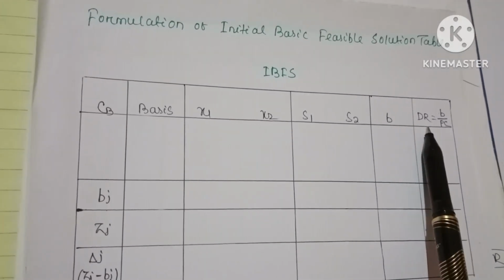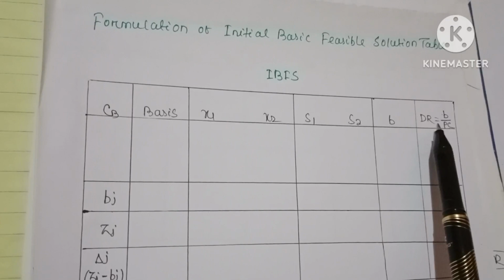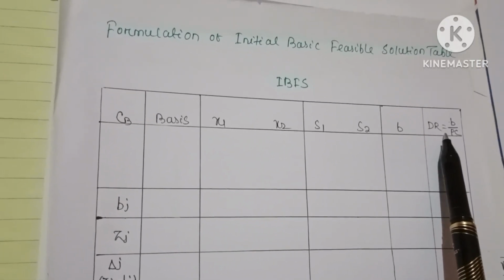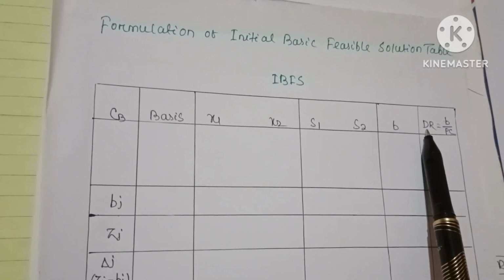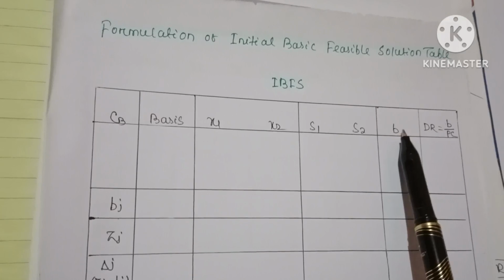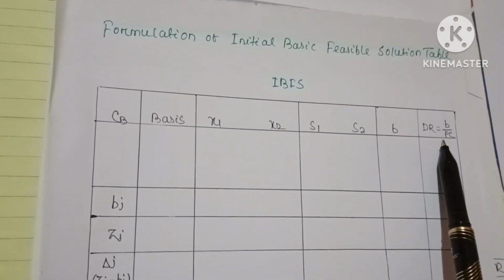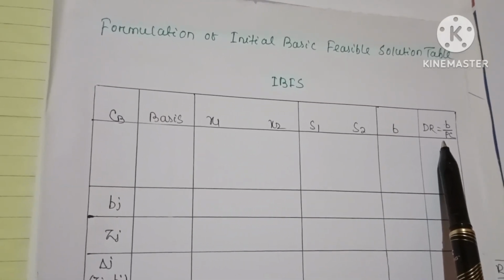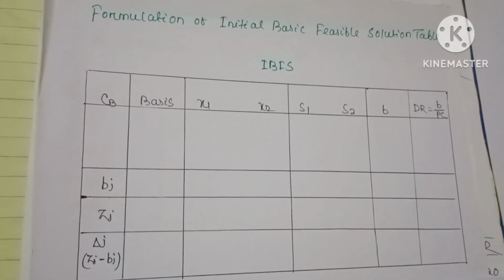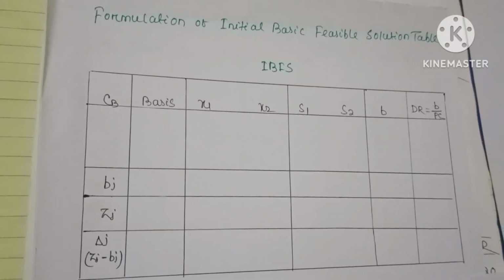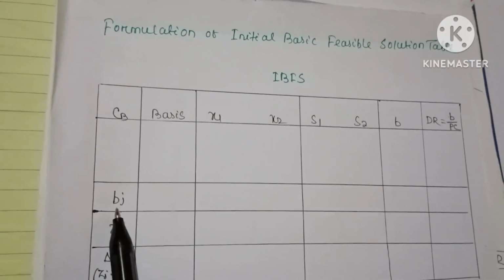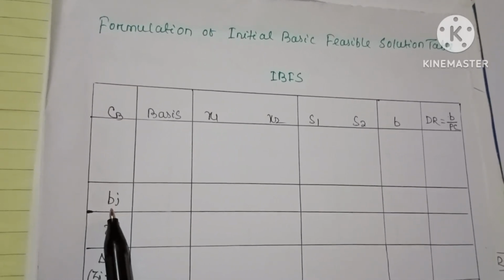It is calculated in order to find the pivot row, by ignoring the negative magnitudes. The formula to find the displacement ratio is B by PC, that means the constant column divided by your pivot column or the key column. And Cj represents the coefficient in the objective function.